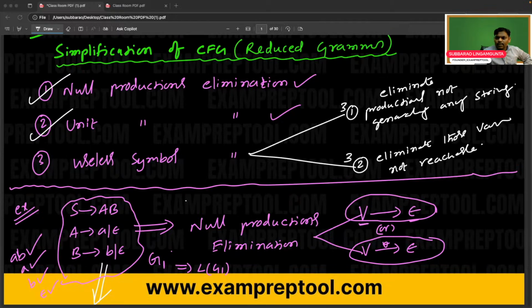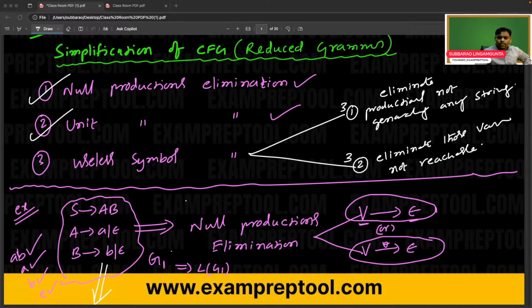Others are asking whether I will take discussion on undecidability and reducibility. Yes. Next one, good evening. Sir, single variable generating single terminal will not be considered unit production? No. Akshay, unit production is variable to variable, single variable.